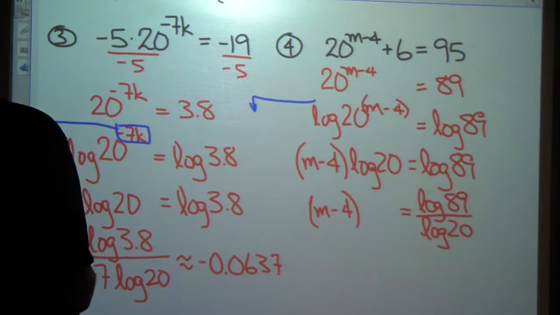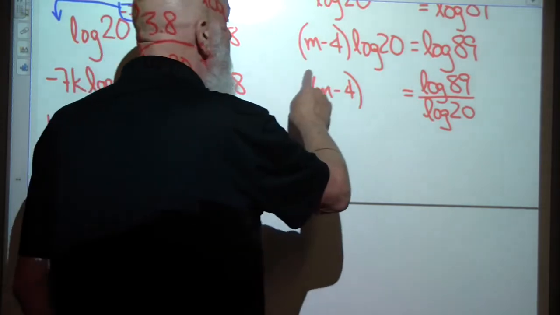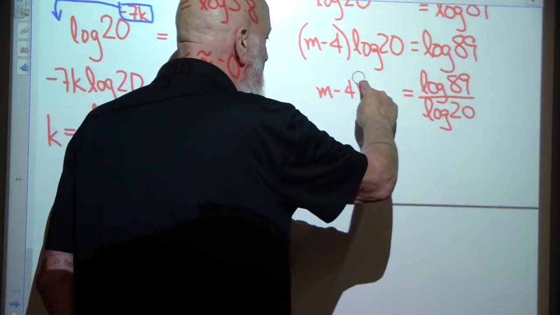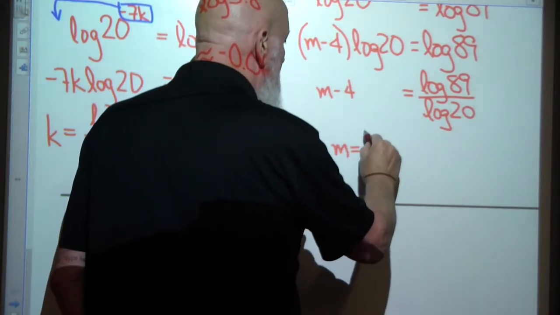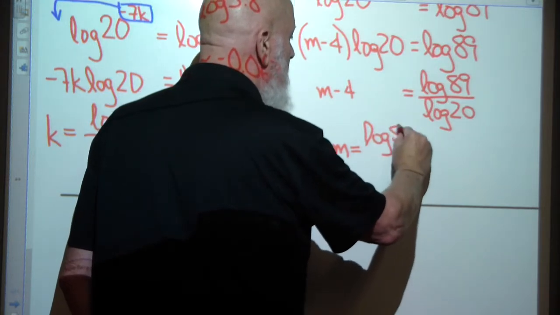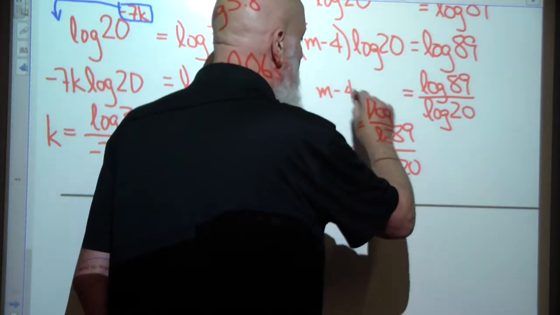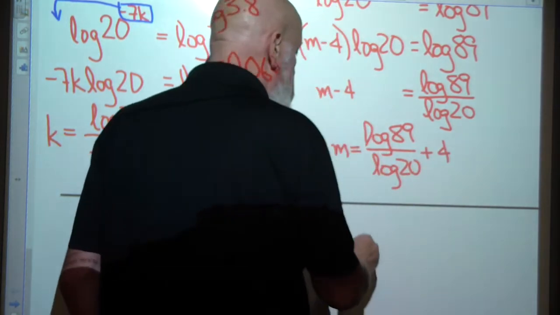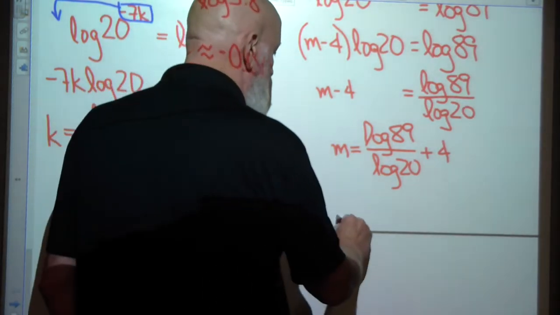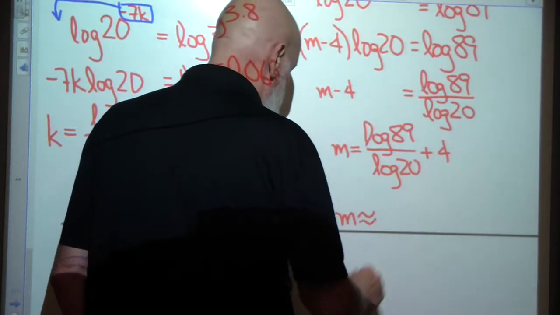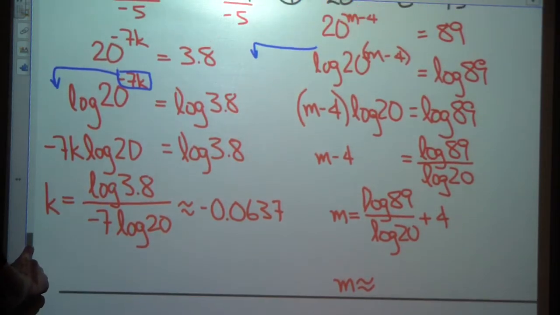And now, as I said, I don't need these parentheses after I divide both sides by log 20. I'll add 4 to both sides, and m will equal log 89 over log 20 plus 4. I'm adding 4 to both sides. And I'll put that in my calculator and then round to the 4th decimal place because that's what it asked us to do. And then check to see if I got it right. And I'll be happy if I did, and I'll be sad if I didn't.